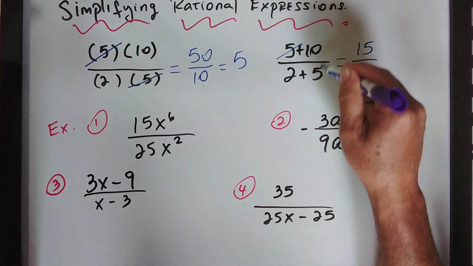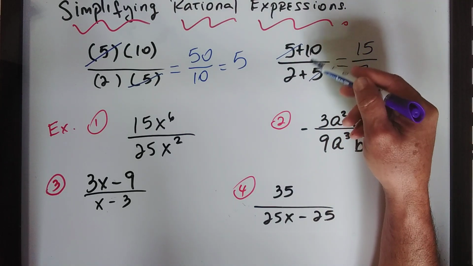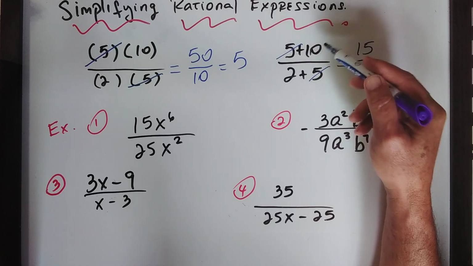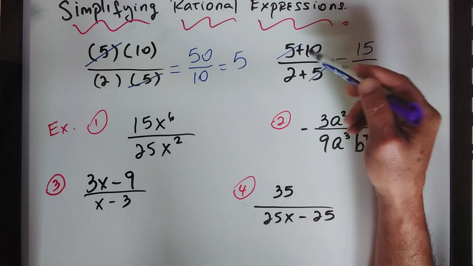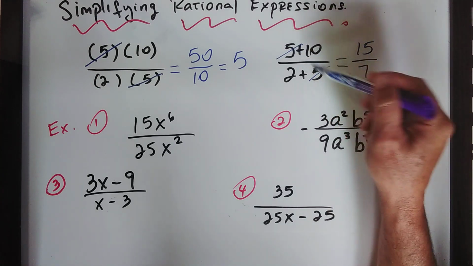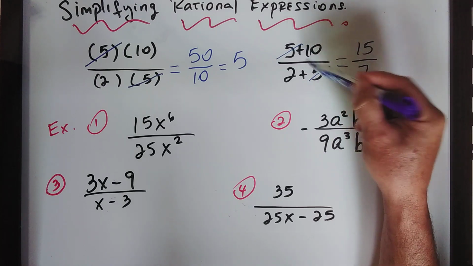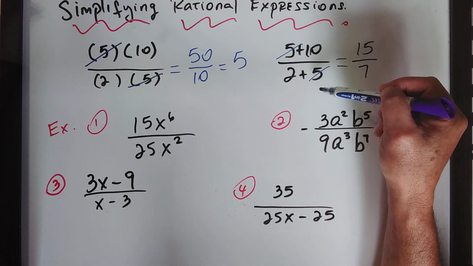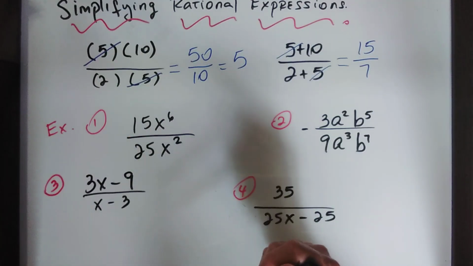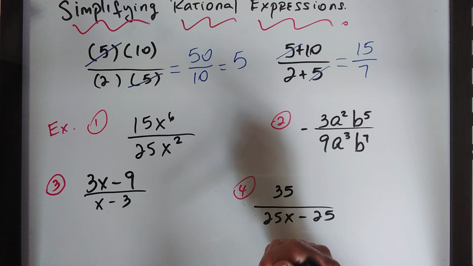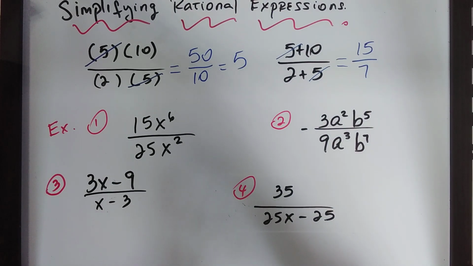I mean, if you try to cancel the 5s out, you get 10 divided by 2. That will give you 5. But you see that you're not gonna get the same answer. So you're not allowed to cancel out numbers like in this case when you're adding. It has to be when you're multiplying. You can only take out the factors, right? So let's go to the examples now.